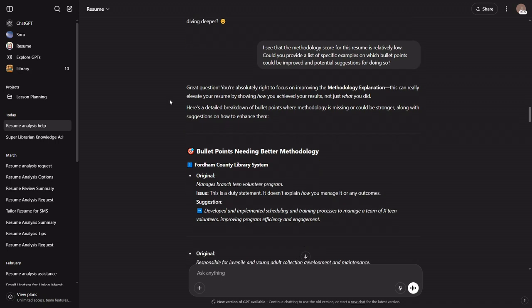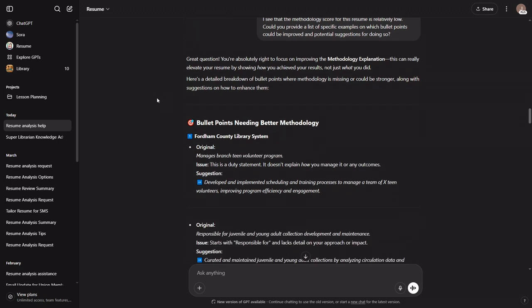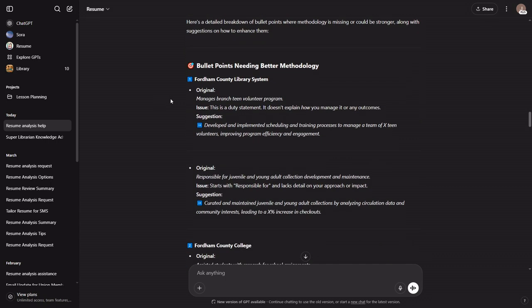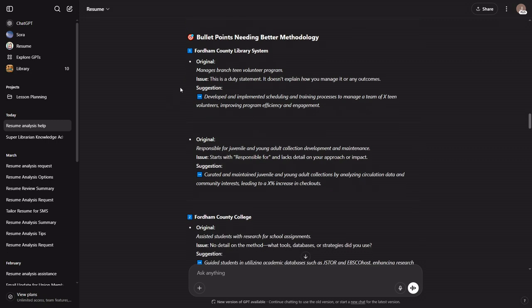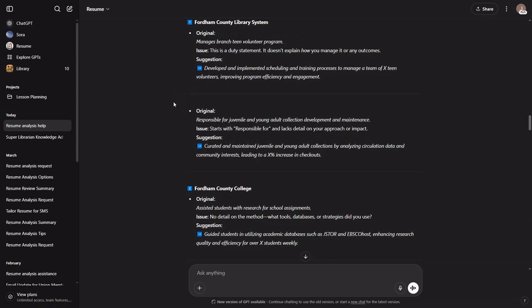So it's a great question. Absolutely right to focus on this, and we jumped over. So it identified bullet points specifically for that. And so instead of just saying, manages branch team volunteer, maybe we want to have more of a developed suggestion here. And so again, these are just suggestions.